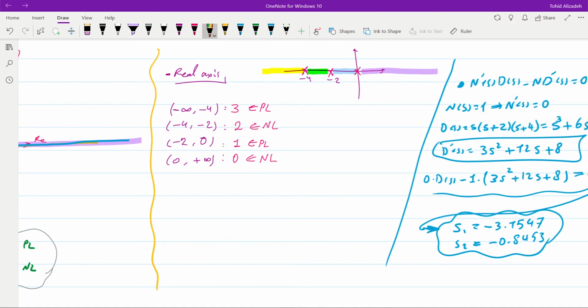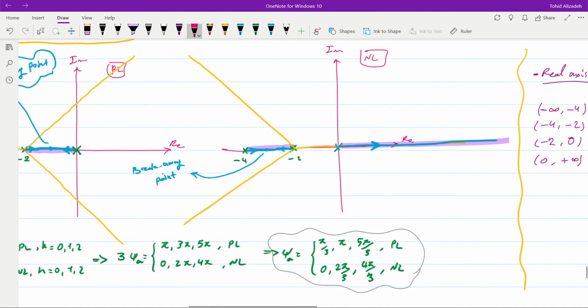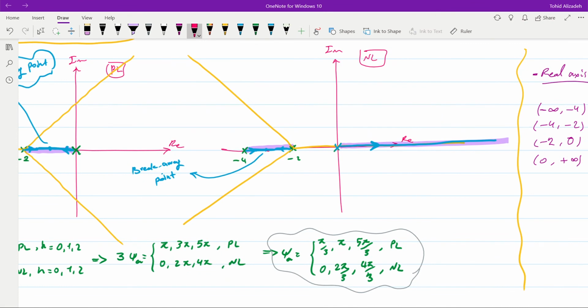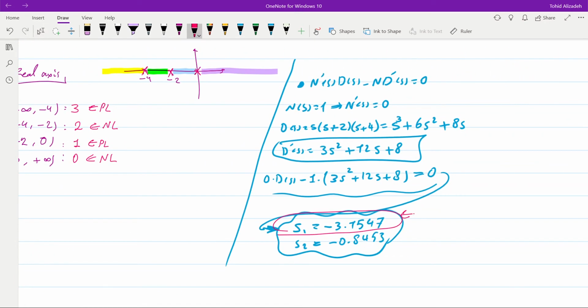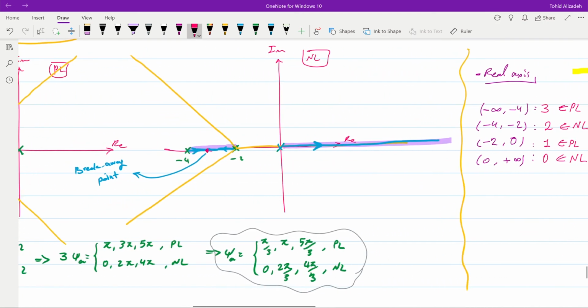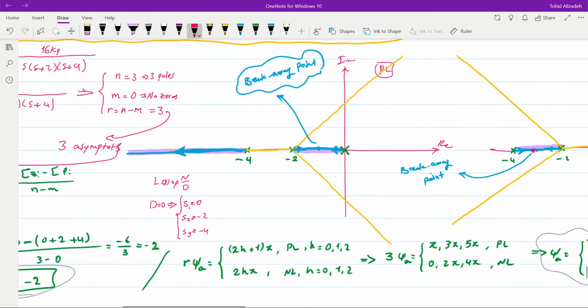We can see that the S1, the first one that we have here, which is equal to minus 3.15, and it could be somewhere around here, belongs to the negative locus. So this belongs to the negative locus, and the other one belongs to the positive locus, which is at minus 0.84, and it's somewhere around here.